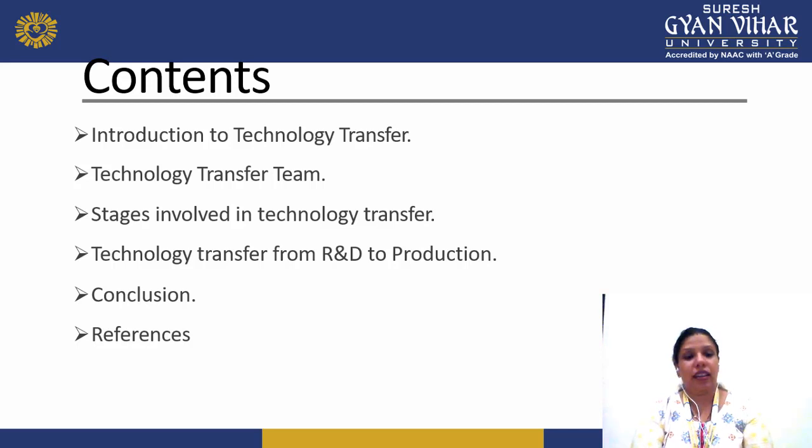After these three slides, or we can say three topics, the fourth topic related to technology transfer is technology transfer from R&D to production, that is, how the technology is transferred from R&D to production. This also you will come to know in detail in further slides. And the last ones are the conclusion, then references, and at last we will discuss some objective questions related to technology transfer in this slide. So you can see the contents which are related to technology transfer.